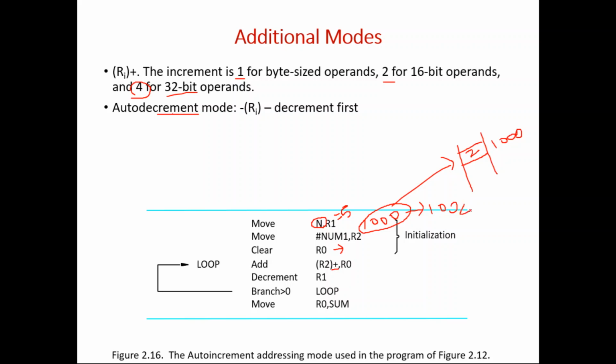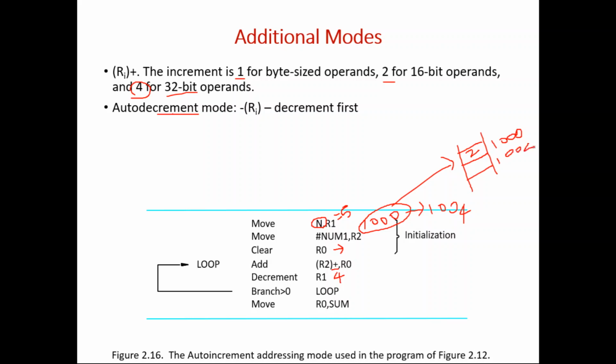Next is decrement R1. So now R1 will become 4. Again we check branch greater than 0. Yes, the previous arithmetic operation resulted in a value greater than 0. So loop: again go here. Again add R2 with R0. What is R2 now? 1004. What is in location 1004?